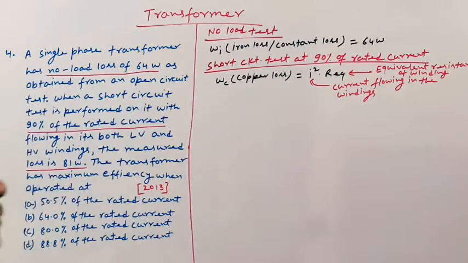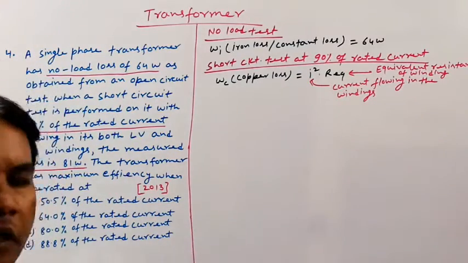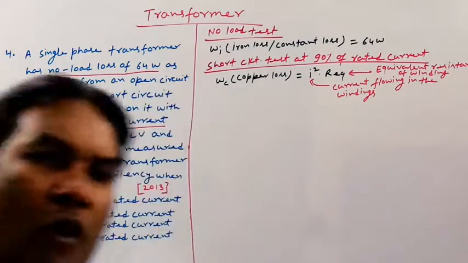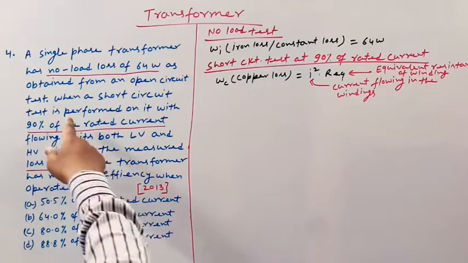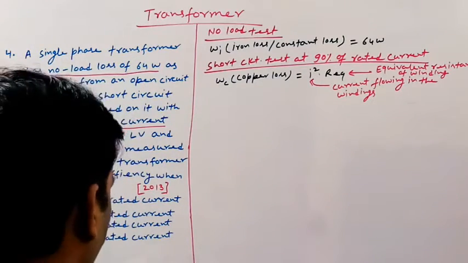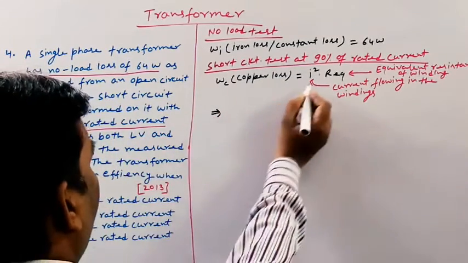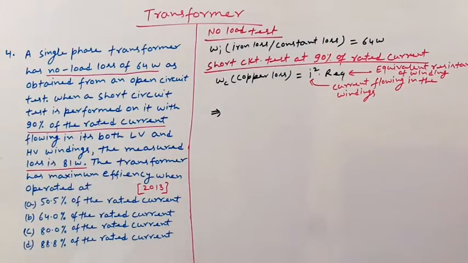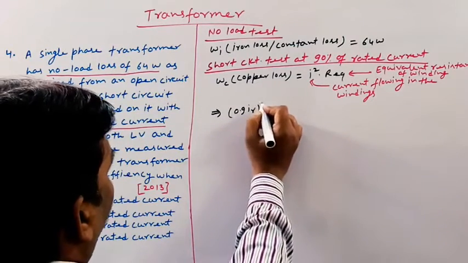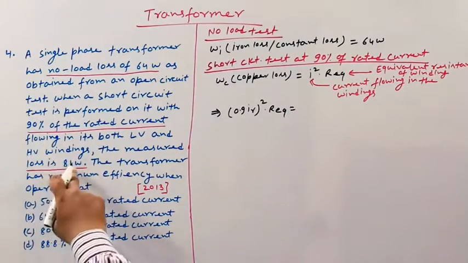Now we can see copper loss is directly proportional to I square, means whatever current is flowing in the winding, the copper loss is proportional to the square of that. Now it is given that the current flowing is 90% of the rated current. So we can write W_C; let me write the rated current as I_R. So it will be 0.9 I_R whole square into R equivalent, and this is given as 81 watt.